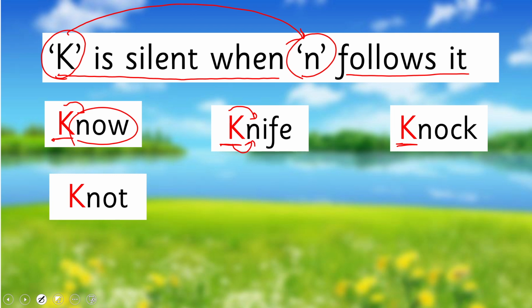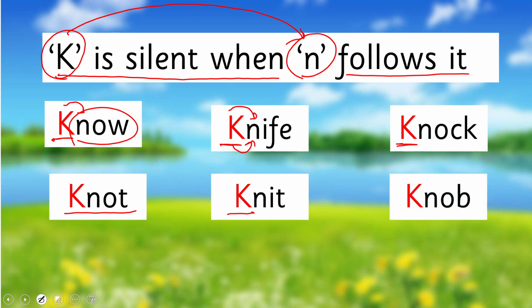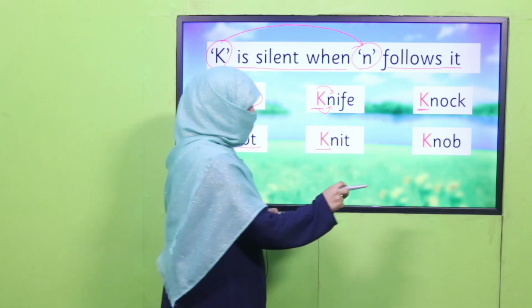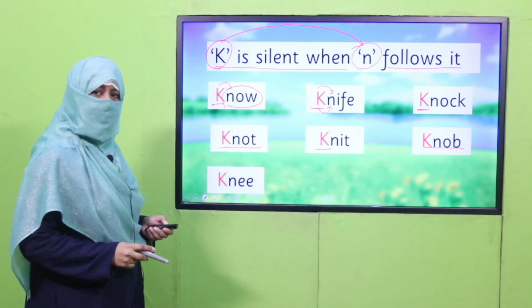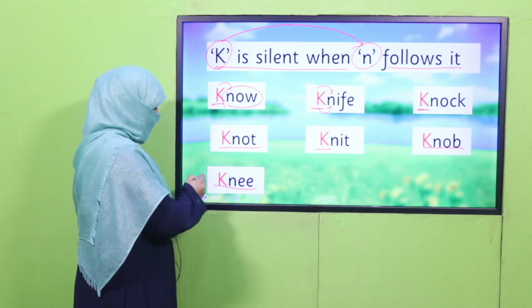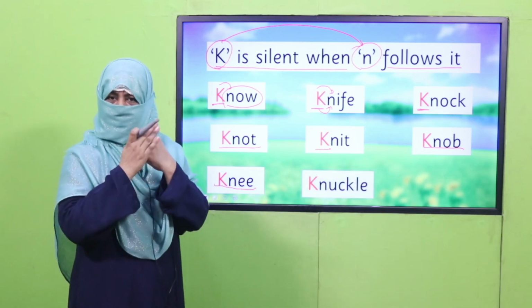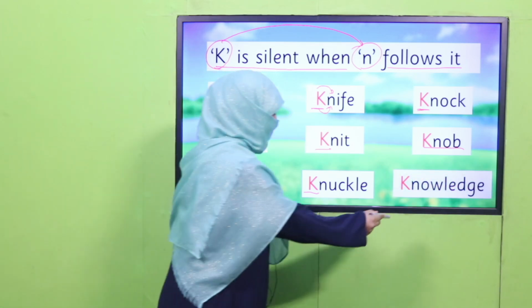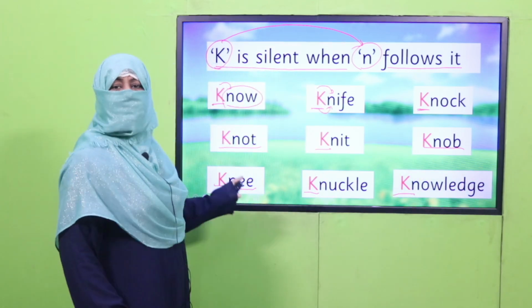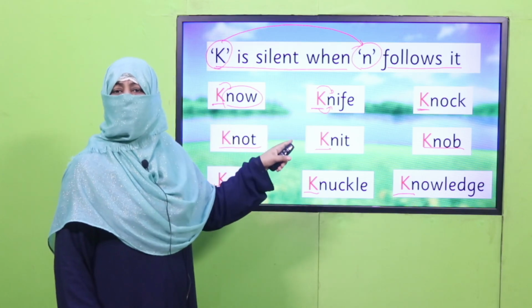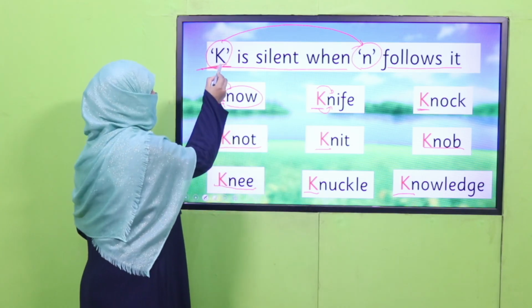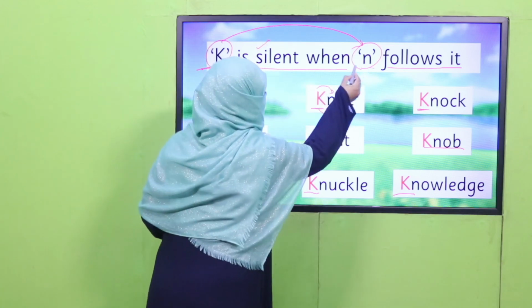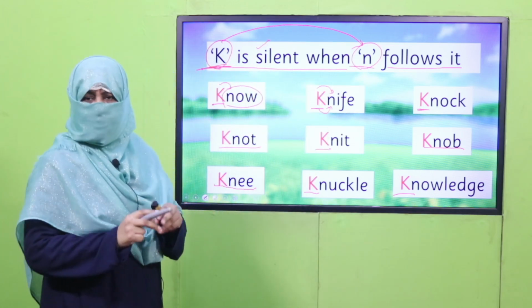Knot, you know, when you tie something, knot. So this K is again silent. Knit, knitting. So this K is silent. Knob, the handle, anything which you move, knob. This K is silent. Knee, your knee. So this K is again silent. Knuckle, knuckles. That's here. So this K is silent. And knowledge. This K is silent. Got it? Because in all these words, K is followed by N. That's why we will not say this K. This is silent and we will just pronounce from N. You got it? So this is a very simple rule.